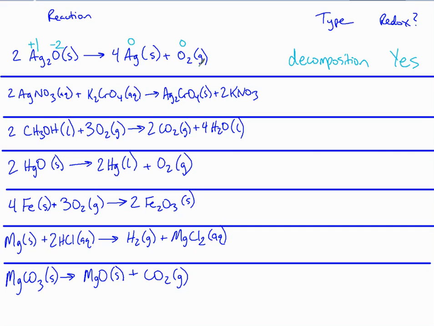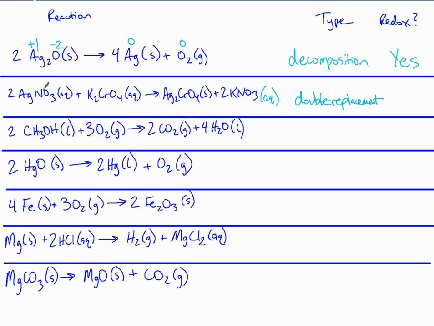In this next reaction, this is B on your list, we have two aqueous compounds making a precipitate and another aqueous compound. So this, we have an ionic compound. This is a double replacement reaction. Double replacement. So on the question of is this redox, we have to look at the oxidation numbers.